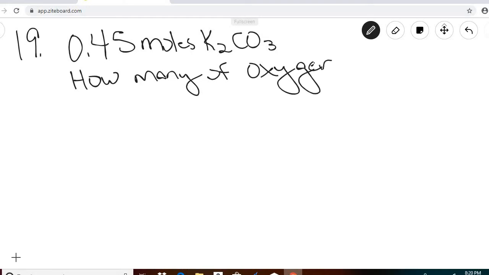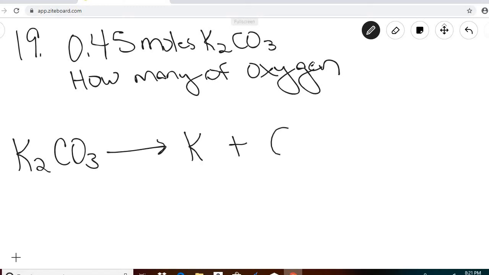Okay, so we were told it's a decomposition reaction, so the K2CO3 is going to be decomposed into potassium plus carbon plus oxygen, and oxygen is a homonuclear diatomic. Okay, then we need to balance that.